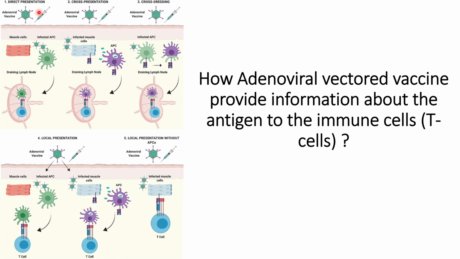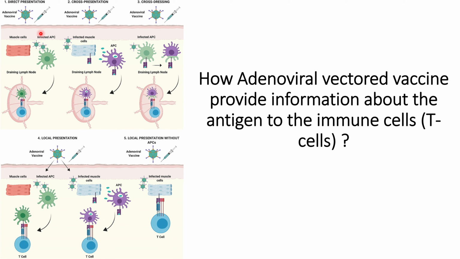possibility, that is direct presentation. In this case, the vaccine made up of adeno associated virus vector is injected into the muscle cells, and those adeno associated viruses directly infect the APC or antigen presenting cells, and these antigen presenting cells then move to this draining lymph node where they will provide the information to the T cells through the major histocompatibility complex. So this way of providing antigen information to the immune cells is known as direct presentation.